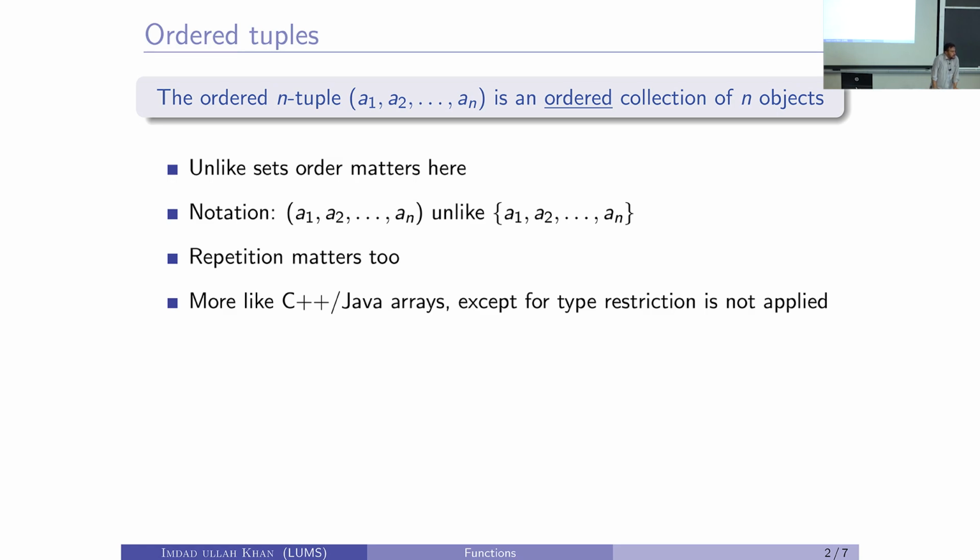n-tuple means its length will be n, so repetition matters. Okay, that's a good thing. An n-tuple means there should be n length, right? So if you have written something twice, it should be counted as two things. Otherwise, you won't be able to make up n.